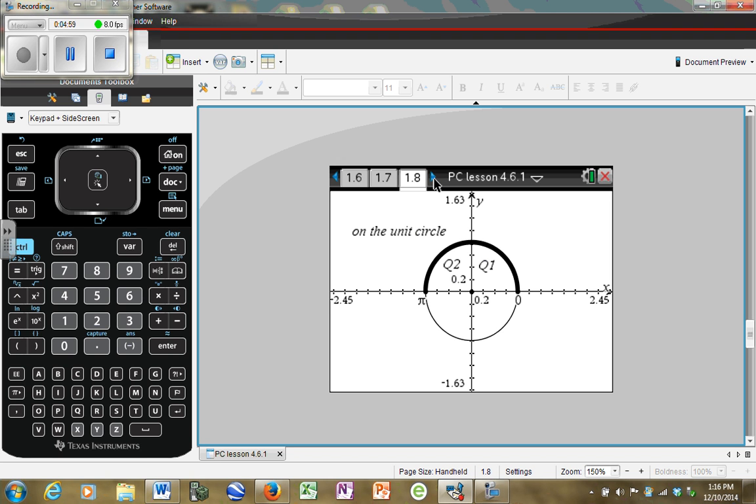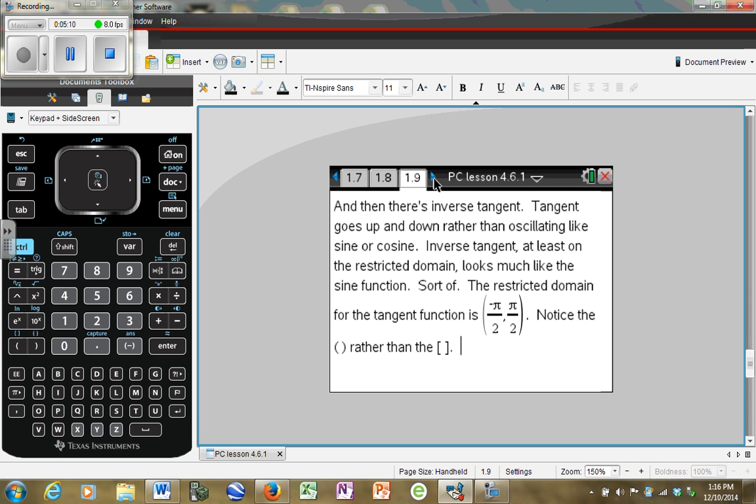So sine and cosine are very similar. They just have a 90-degree difference, or a pi over 2 difference, in the restricted domains. One is a little bit ahead of the other one. And then there's inverse tangent. Tangent goes up and down rather than oscillating like sine and cosine do. Inverse tangent, at least on the restricted domain, looks a lot like part of a sine function.